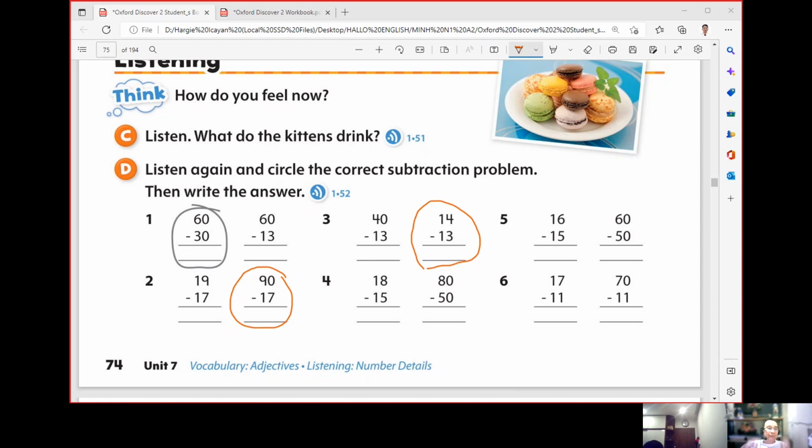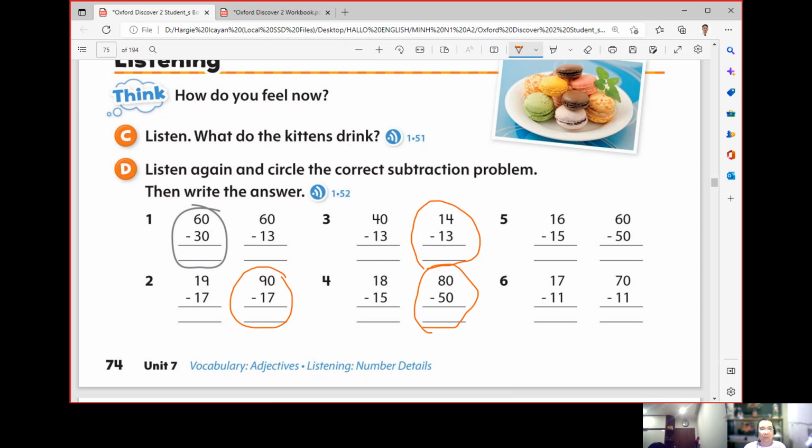4, There were 18 thirsty kittens. 15 drank some milk. How many thirsty kittens are there now? Okay, so what would be the correct subtraction problem? 18 minus 15. Is that the correct answer? Yes. Okay. Next, number 5.